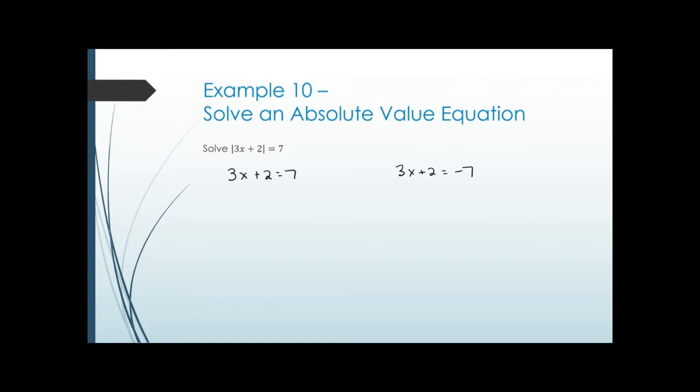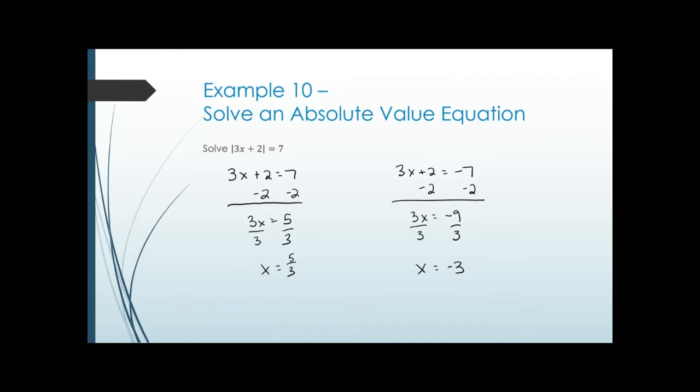So if I solve the first equation, I'm going to subtract 2 from both sides. So 3x equals 7 minus 2, which is 5. I divide both sides by 3. x is equal to 5/3. Second one here, I'm going to subtract 2. I get 3x equals -7 minus 2, which is -9. And then I divide both sides by 3. x is equal to -3.